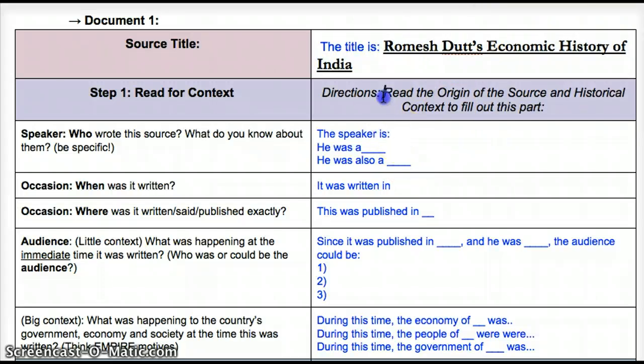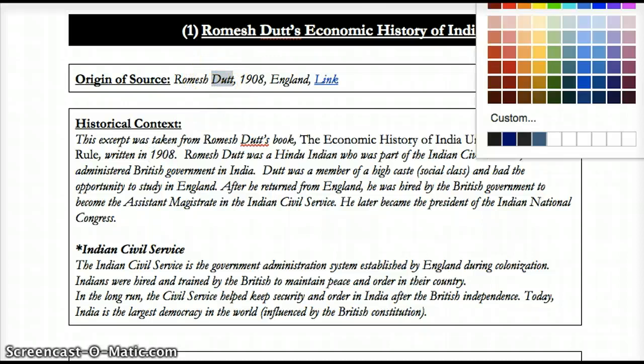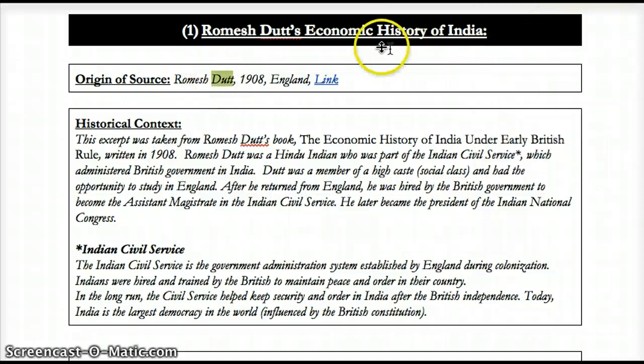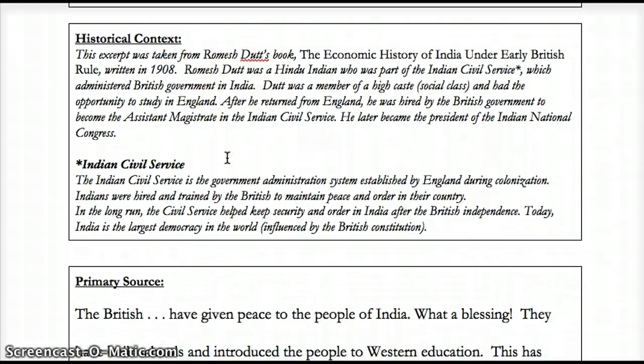And the second thing it asks is to read the origin of the source and the historical context. So that's this and this. This is the first thing you should be doing, to read and annotate the source and the context. So let's do that. I'm going to read and annotate using my highlighter. All right, so who's the source? Romesh Dutt. It's 1908 and England. That's important to note. But let's go ahead and read a little bit.